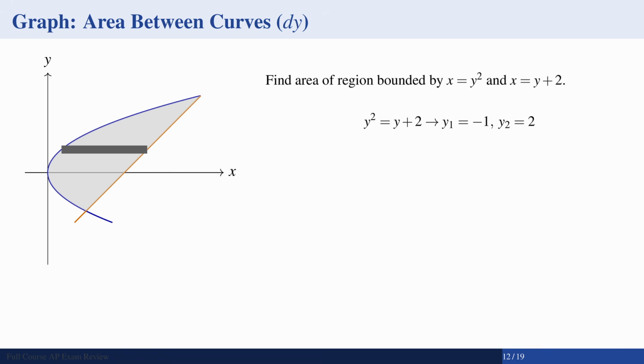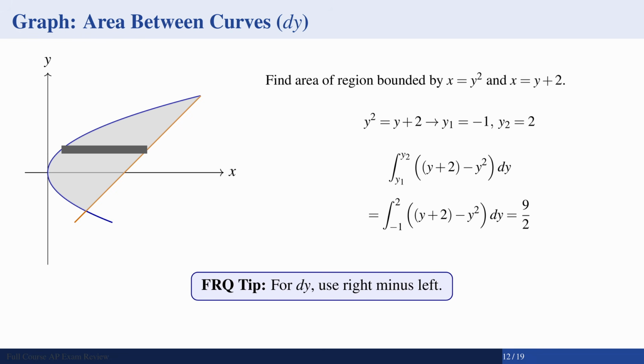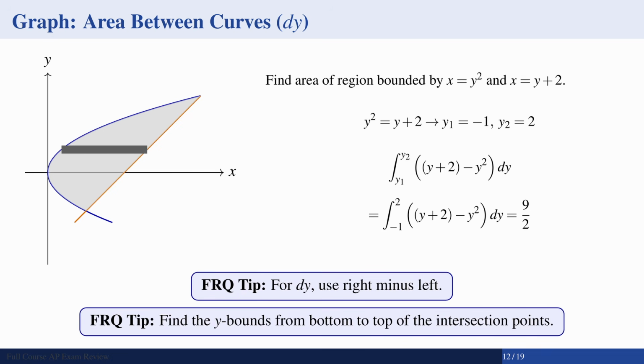I would store those on my calculator, and then my integral is going to be the integral from y1 to y2 of the right-hand curve, which is y plus 2, minus the left-hand curve, which is y squared. Or, if you want to just write it out with a -1 and 2, because those are integers, that's fine. We end up with 9/2. So don't forget, dy means you are using right minus left, and when you find the y bounds, you're always going from the bottom to the top.